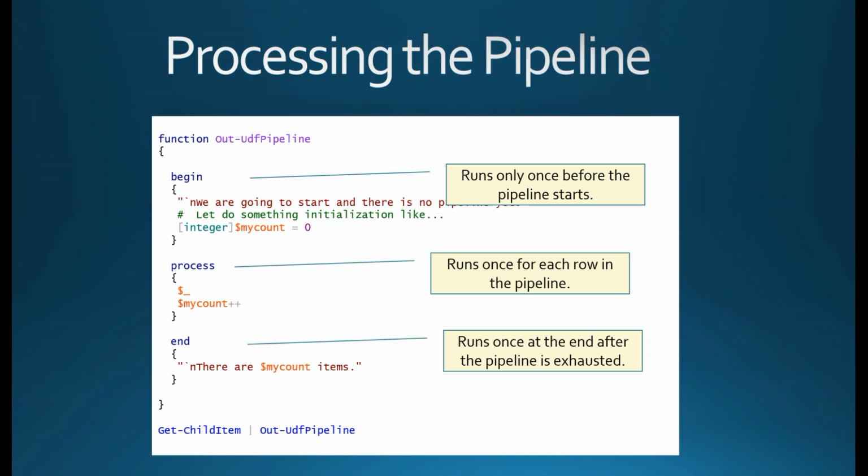And at the bottom you can see an example of calling with get child item and then pipe it into out UDF pipeline. So it's going to take basically a directory and pipe it into the out UDF pipeline, which is going to start out by printing a message at the top, then it's going to do the process, and then it's going to say there are so many items. And I actually used that at the very beginning of the presentation. So that's the main thing here. I would encourage people to use the pipeline. It's very easy to write code for, and it really is one of the nicest things about PowerShell.